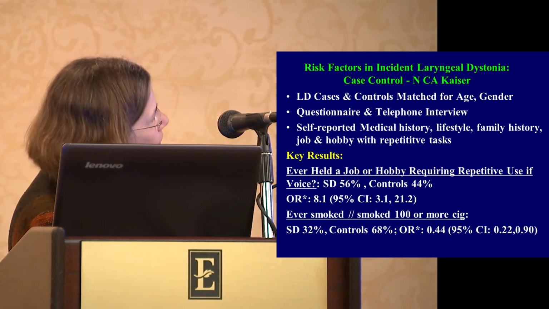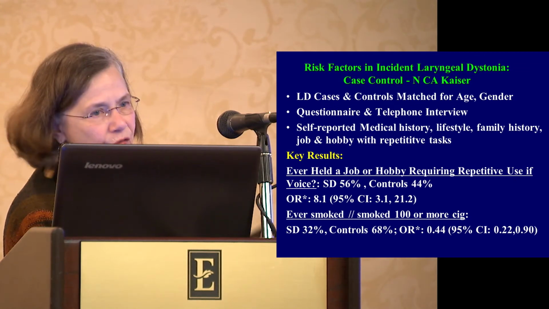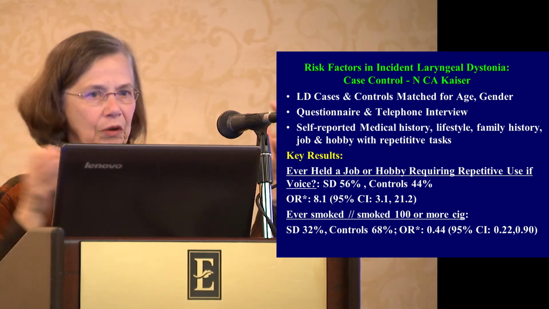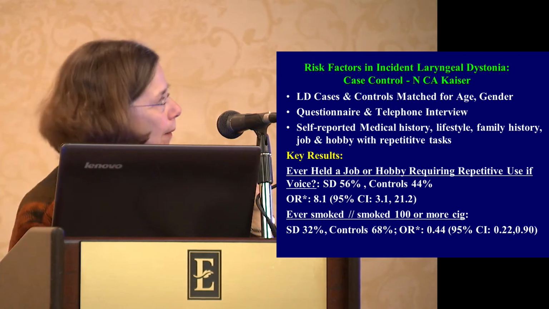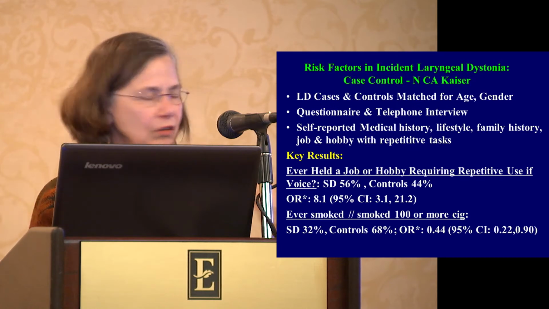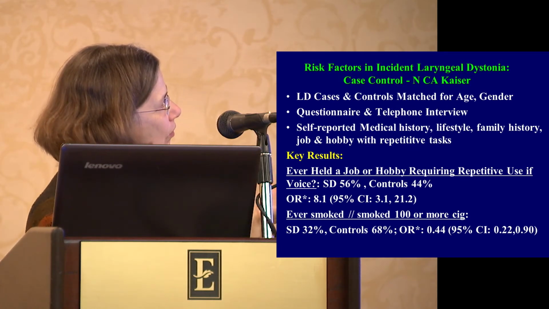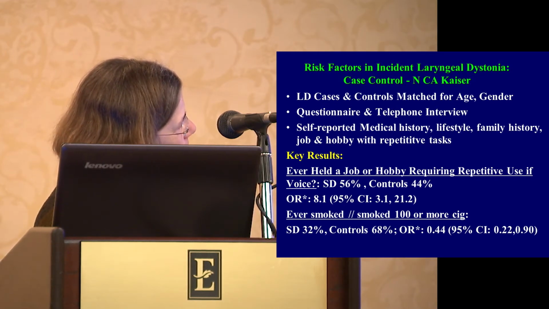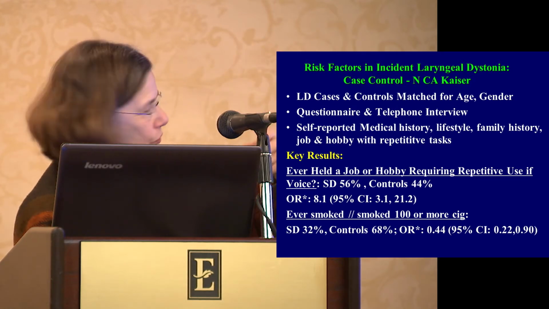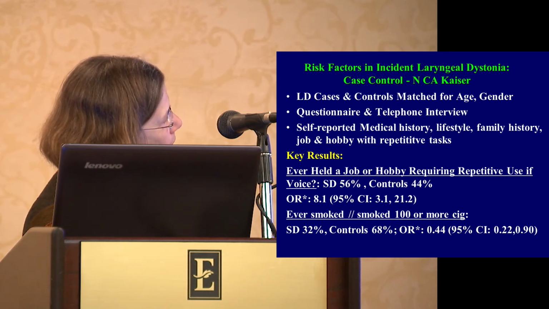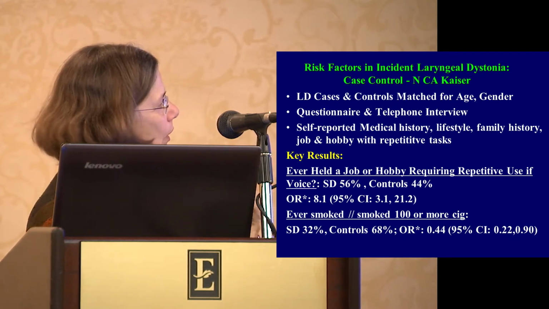So what we did is that we looked in two ways. First, we took people that we found in this Kaiser population who had laryngeal dystonia, and we matched them. So we found people who didn't have it, pulled out of the population, but who were the same age and the same gender. And we talked to them on the telephone to do interviews about things like medical history, lifestyle, all the things we talked about there. And what we found, comparing people with SD to similar controls, was that having ever held a job or had a hobby that required repetitive use of the voice was more commonly reported in people with laryngeal dystonia than people without.